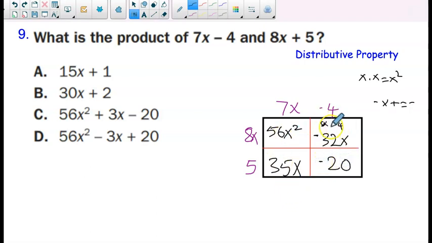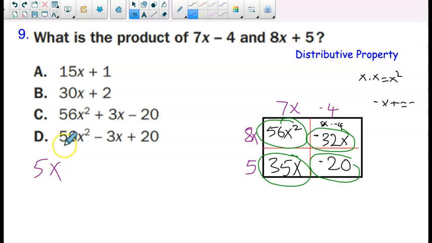Now I have to combine these 4 areas, put them all together. 56x square minus 32x plus 35x minus 20. So let me write them all together. 56x square, sorry, 56x square minus 32x plus 35x minus 20.